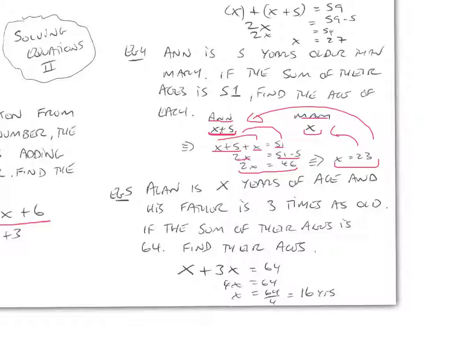Similarly, Alan is x years of age, so we write his age, and his father is 3 times as old, so that's 3 times x. If the sum of their ages, Alan and the father, x and 3x, is 64, find their ages. Well, x and 3x is 4x, that's all equal to 64. This x must be equal to that 64 divided by this 4, the coefficient of the x. x is equal to 16 years, so Alan is 16 years of age, and the father must be 3 times that, the father is 48.